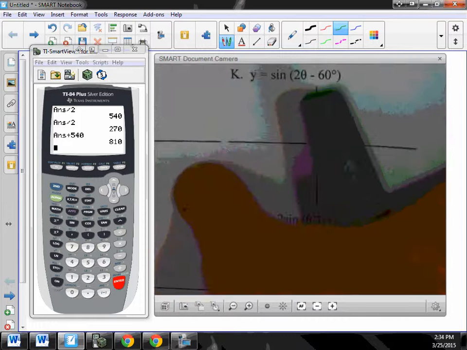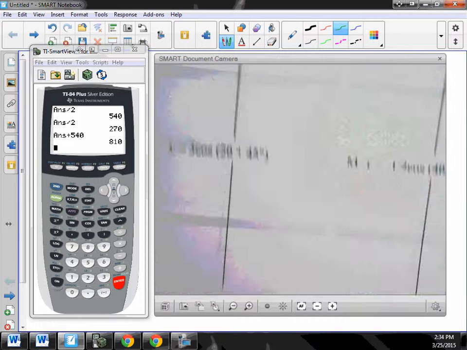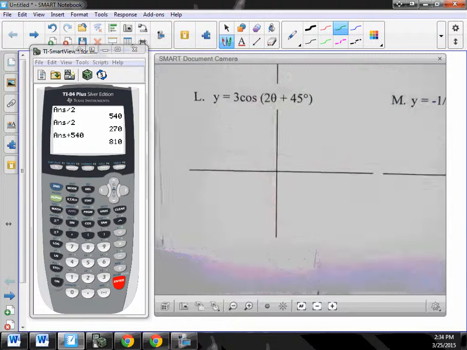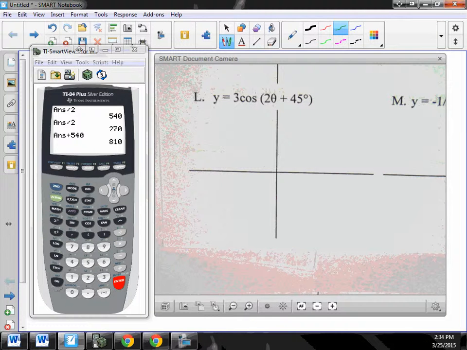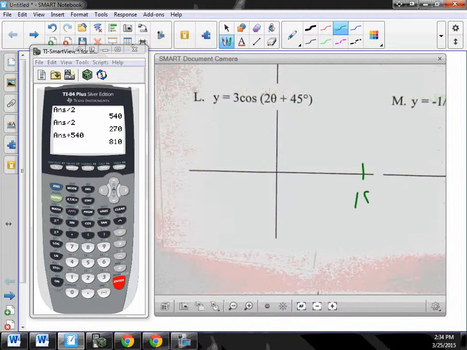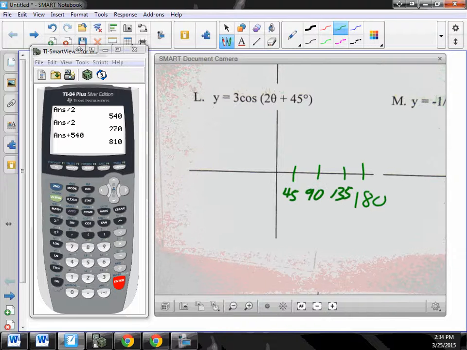Letter L. What's going on here? 3 times as tall. The period is 180. Shifted to the left 45. So if my period is 180, how big is each mark? 45. I was so nice to you on this one. So it's 45, 90, 135, and 180. And I'm going to shift it.